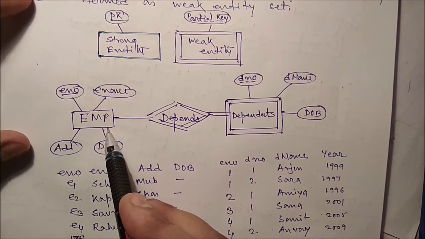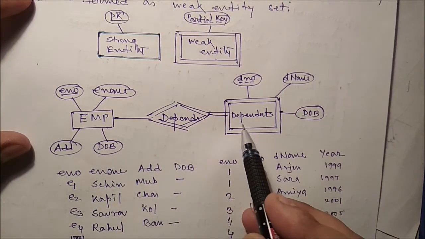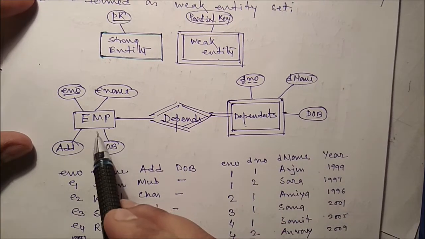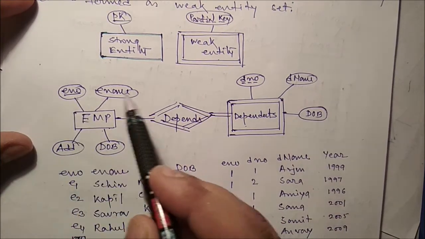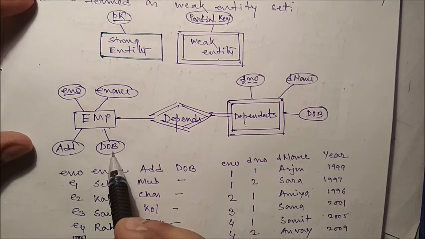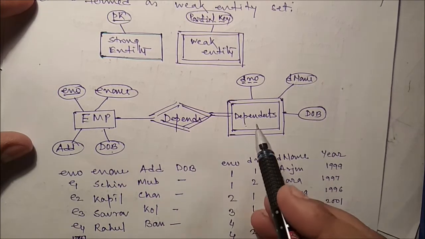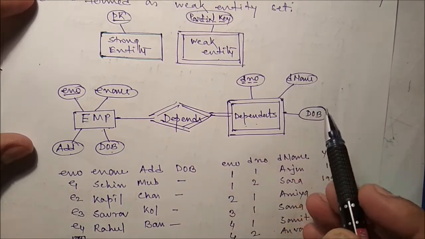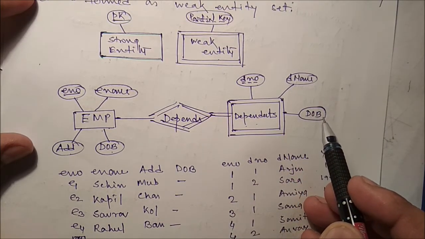Suppose employee and dependents. Dependents means children. For employee, the attributes are employee number, employee name, address and date of birth. For dependents, the attributes are dependent number, dependent name and date of birth of the dependent.